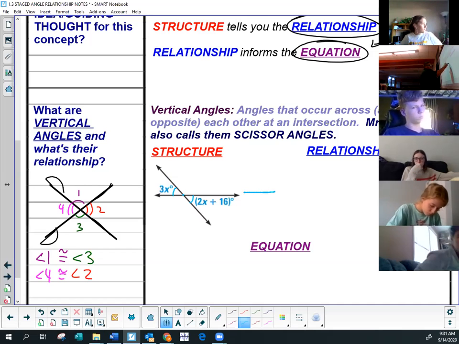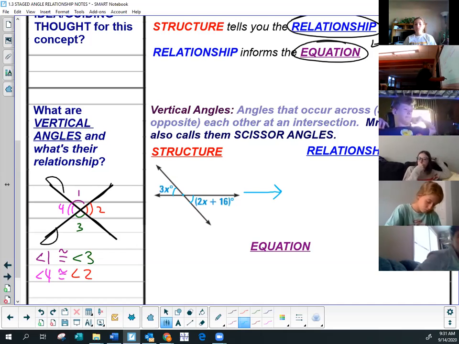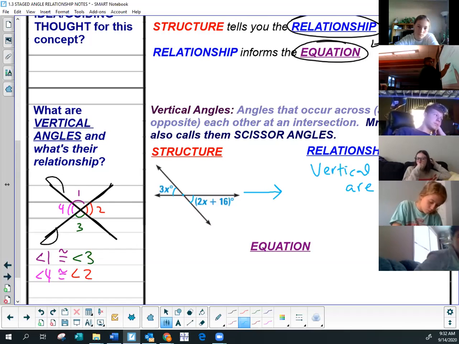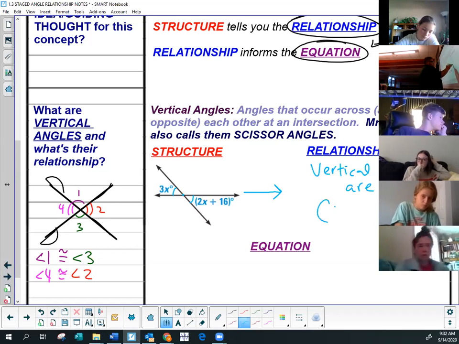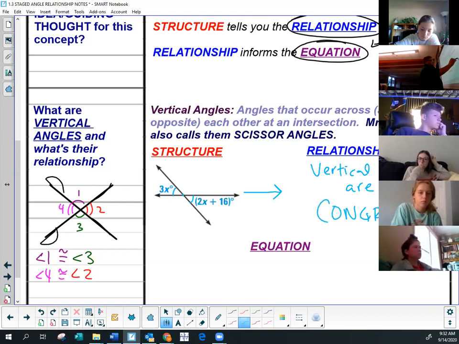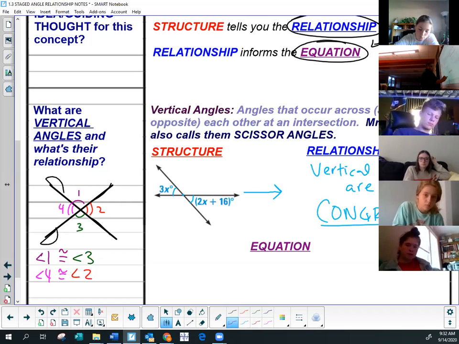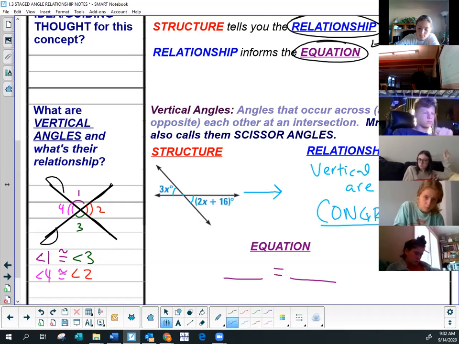So that structure implies a relationship. Now, I heard the word same said a couple times, but what's the actual term for structurally identical? Congruent. So vertical angles are absolutely congruent, which informs an equation. If we have something that's congruent, we know that they're equal in measure, and so I'd expect something equal to something. That would be my equation frame.